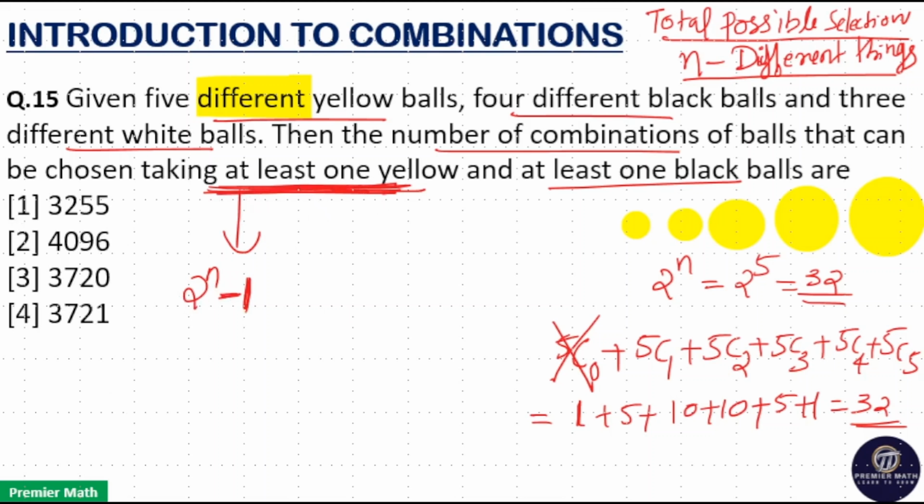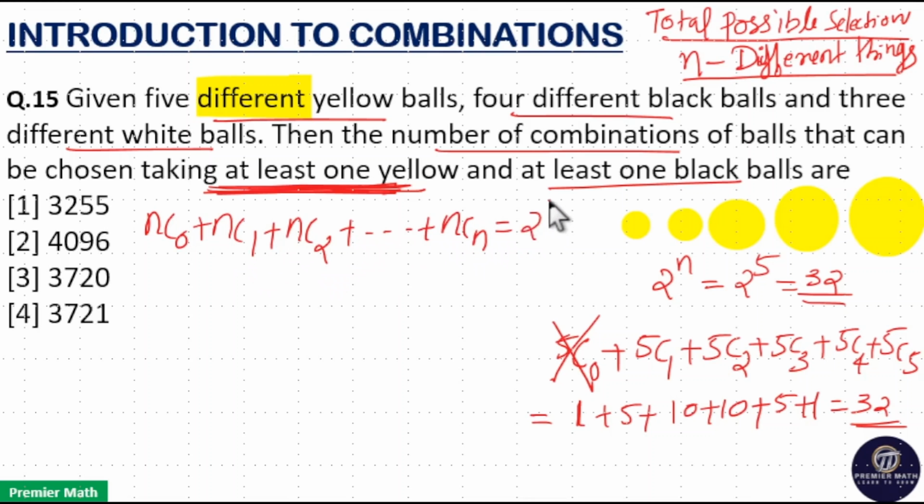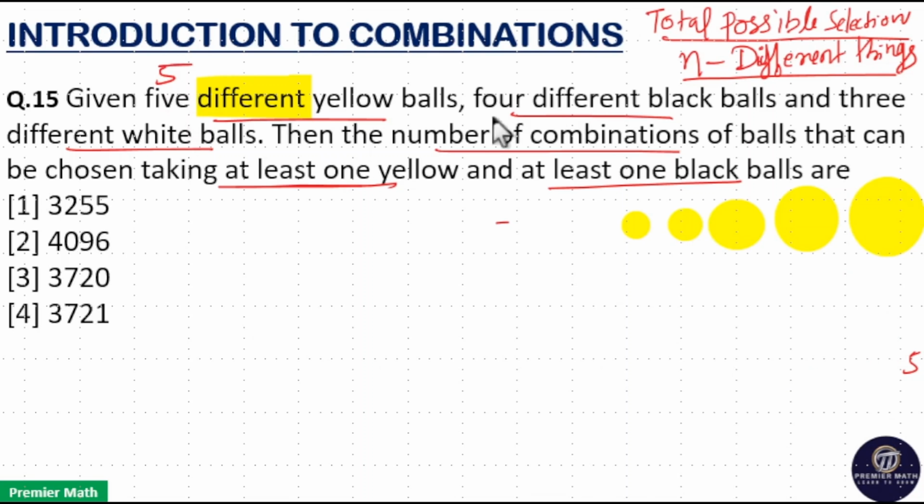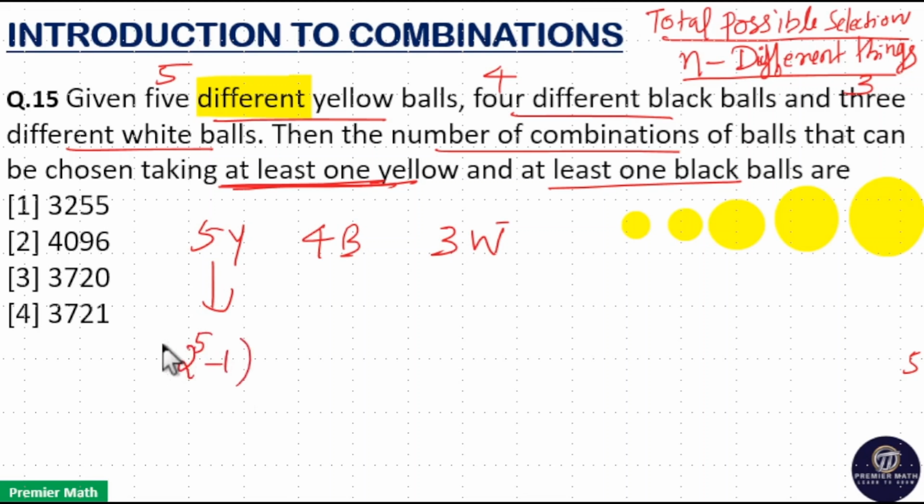Now you know the concept. Here 2 raised to n means nC0 plus nC1 plus nC2 plus etc. up to nCn is equal to 2 raised to n. Here we have 5 different yellow balls, 4 different black balls and 3 different white balls. And we need at least one yellow. At least one yellow selection can be done in 2 raised to 5 minus 1 ways.